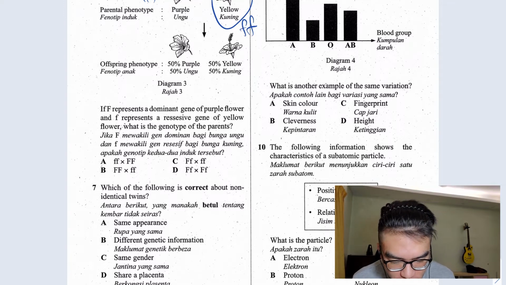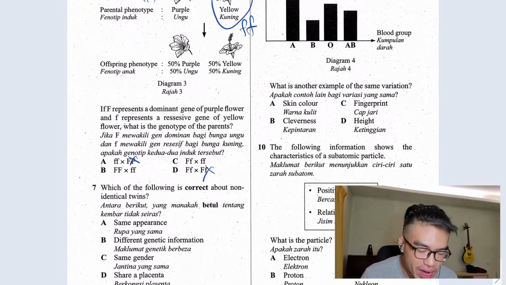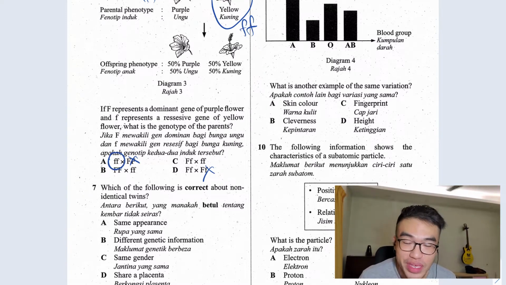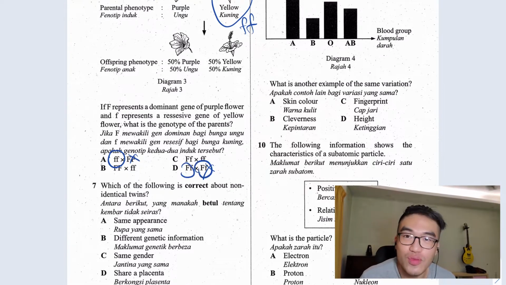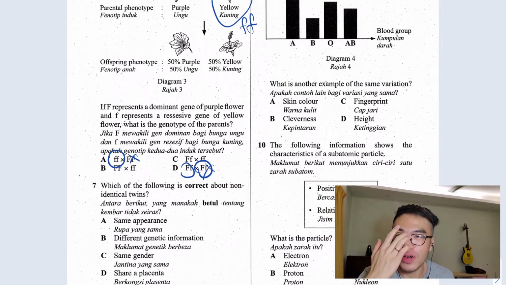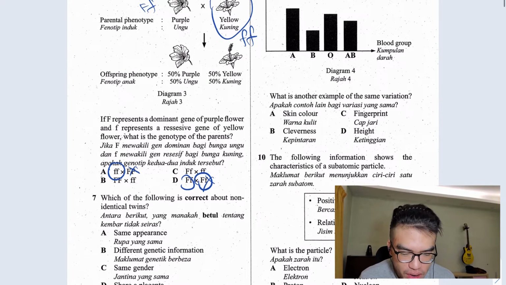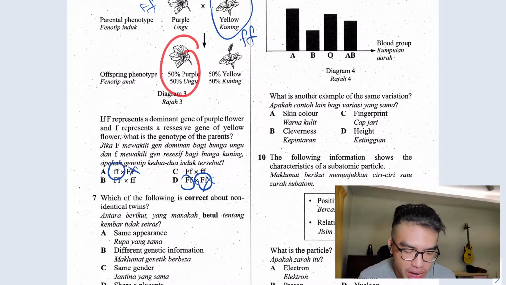That would be our A and D. Why are these impossible? Because as you can see here, that would be wrong. That would be yellow flower for the first one, and these two would produce purple flower in the parents. So both answers are wrong. So which one would be the correct one? We have to look at the offspring. If you look at the offspring here, they produce half purple and half yellow.